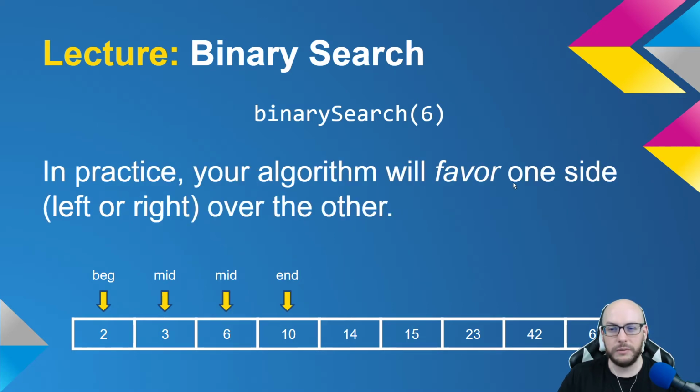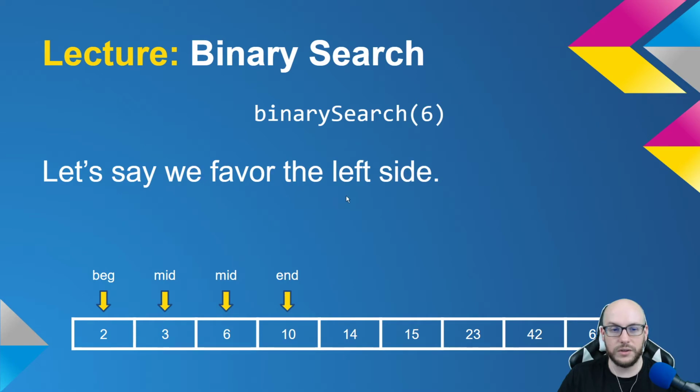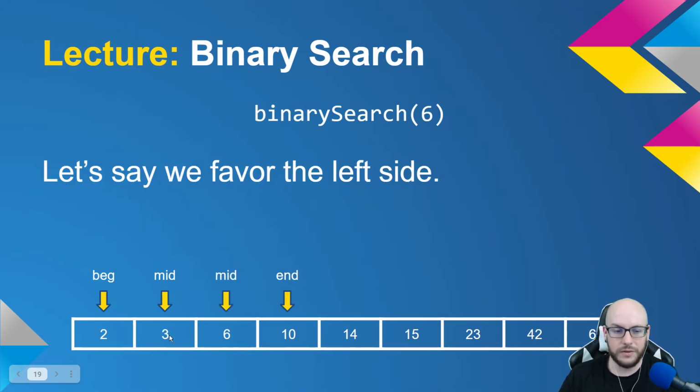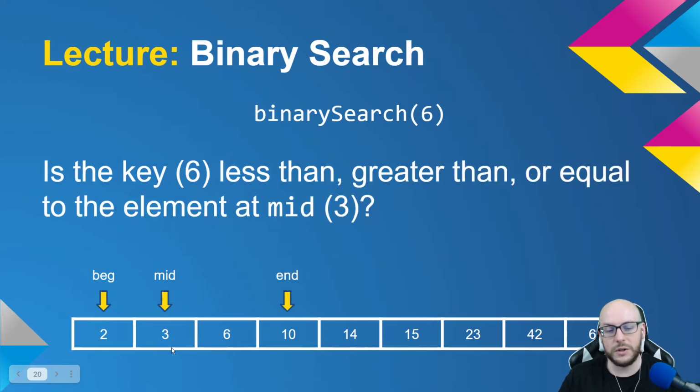In practice, your algorithm will favor one side, left or right, over the other. And we'll say that we favor the left side. And once we start favoring the left side, we'll always favor the left side. We're talking about like it's a -1 type of thing. So now that I have a new midpoint decided, I'm saying out of these two, I'm going to favor the left side. So we're going to say that this is our midpoint.